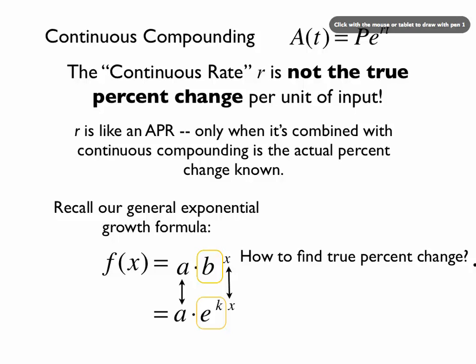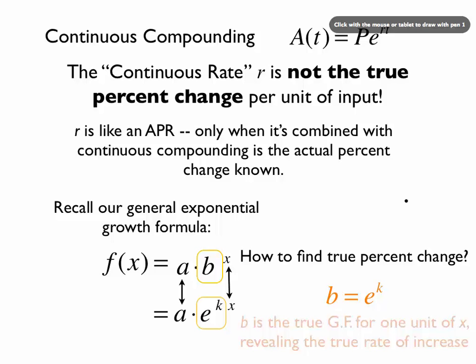We've been working on it for 2 weeks. So if we had the continuous rate k, we can figure out the true percent change by getting that value of B. If we got that value of B, then we're there. We just use what we learned before. So B is the true growth factor for 1 unit of x, which reveals the true rate of increase. This is a really hard idea for students. They really struggle with this. Okay?